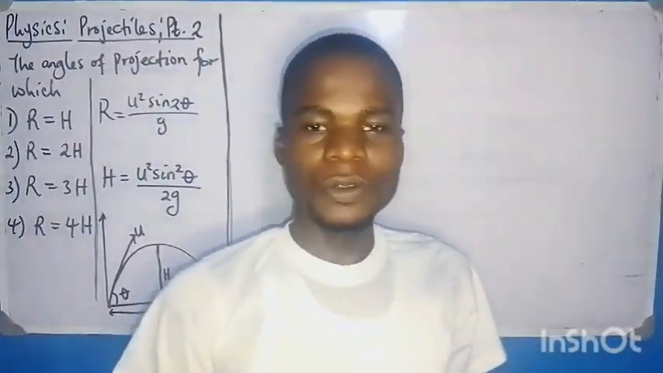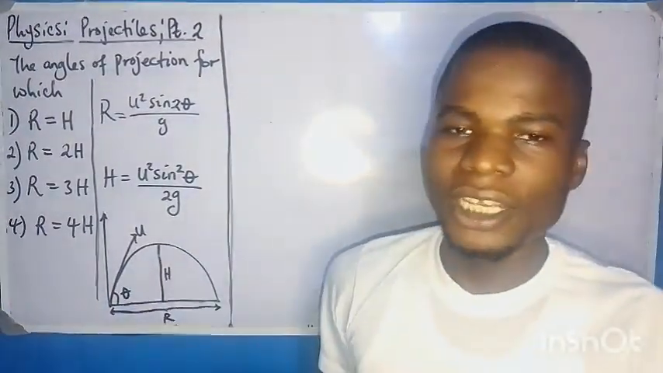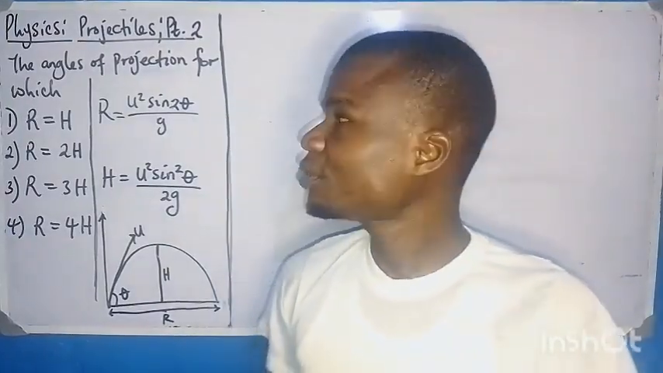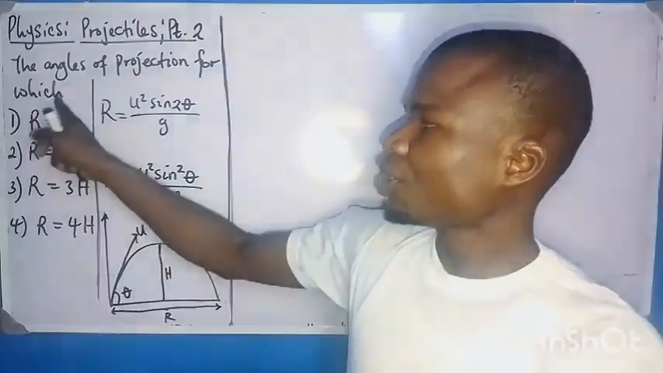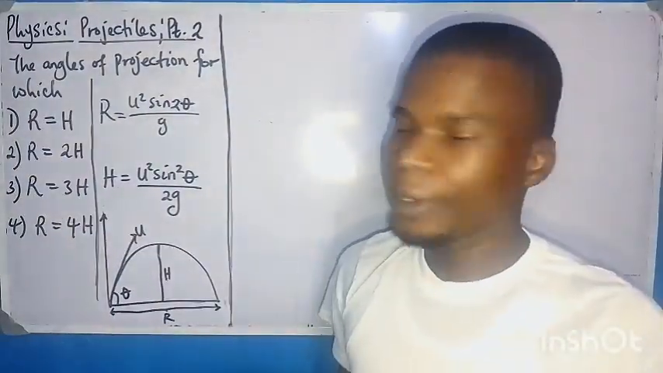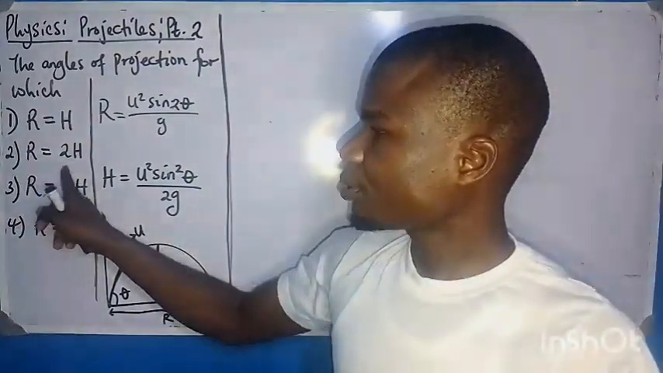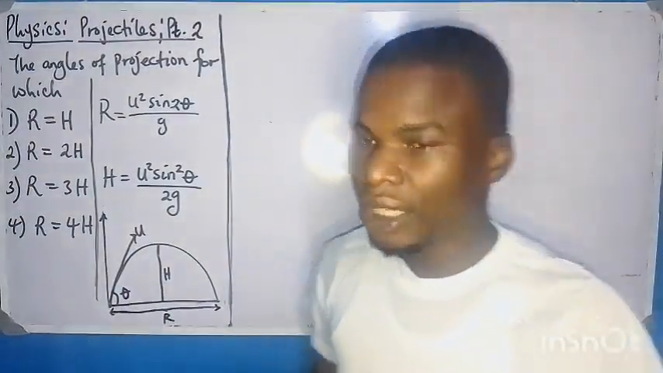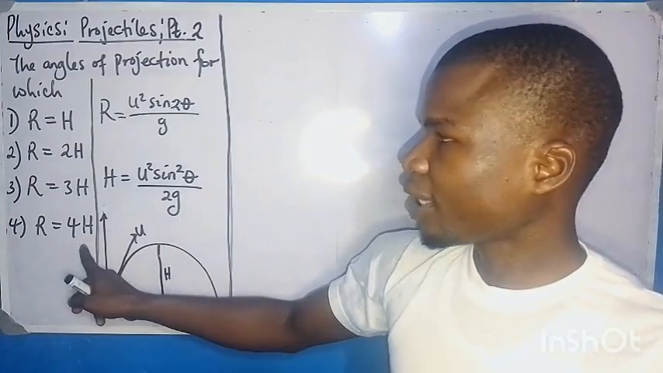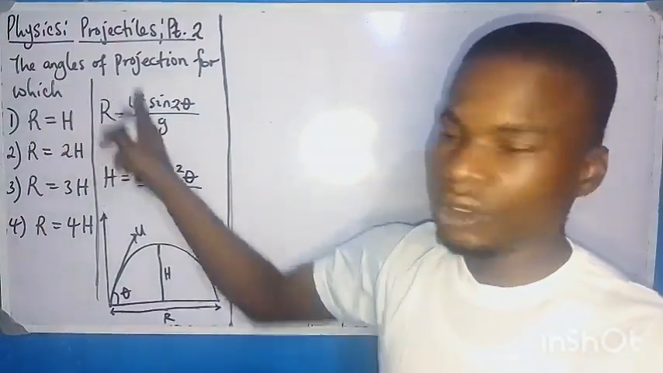Welcome to another episode of projectiles. We want to take a quick look at an interesting part of projectiles, the angles of projection for which our range is equal to the maximum height h, our range R is equal to twice the maximum height, our range is equal to 3 times the maximum height, and our range is equal to 4 times the maximum height. Remember the angles of projection.